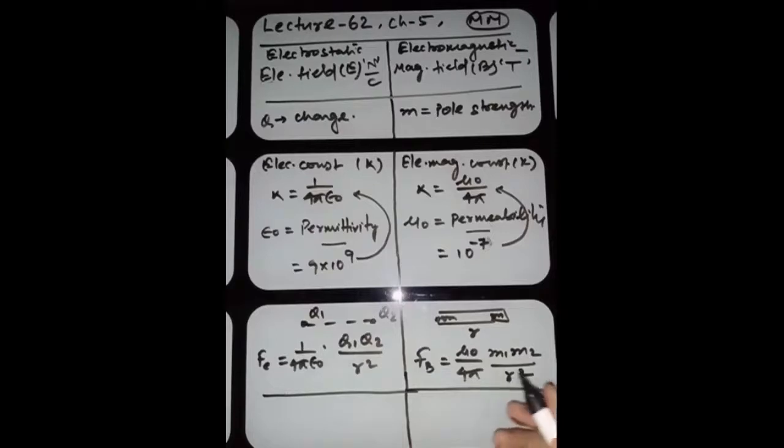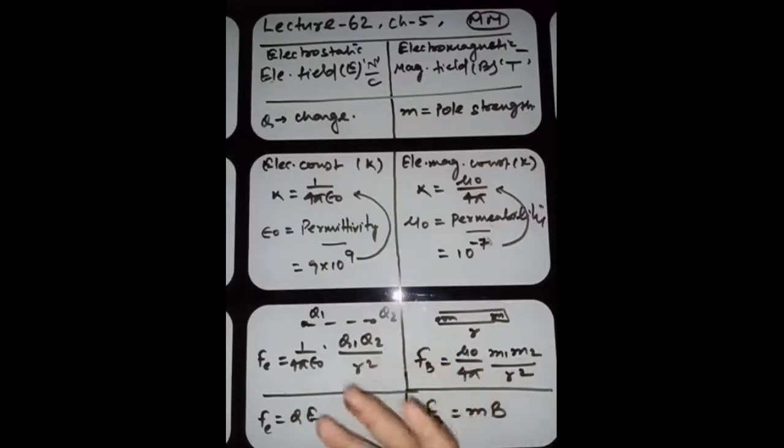Now if we compare the field, we know that if any charge is placed inside a uniform electric field, it experiences some force, and that force is F equals Q times E. In a similar way, in magnetism, Q is replaced by M and E is replaced by B. So this is the force. You can see, my dear students, both topics are very similar. If you have a great command over this electrostatic analog, you can recall many formulas. You don't need to remember so many formulas.